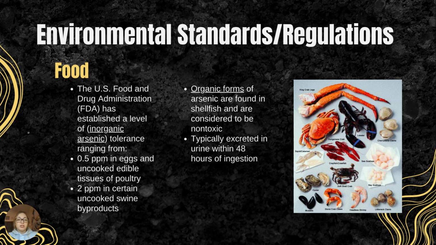Environmental standard regulations set for food are mainly used by the FDA. Arsenic is used in some veterinary drugs, including those used to treat animals used for commercial food and products. The FDA has established a level of inorganic arsenic tolerance ranging from 0.5 parts per million in eggs and uncooked edible tissues of poultry to 2 parts per million in certain uncooked swine byproducts, which is all inorganic levels that we tolerate.